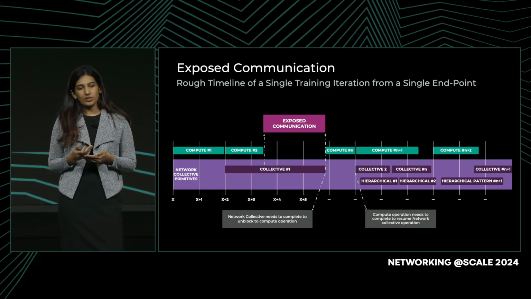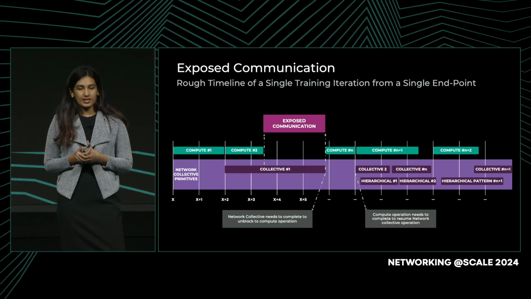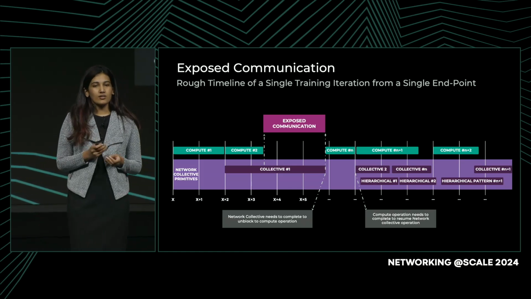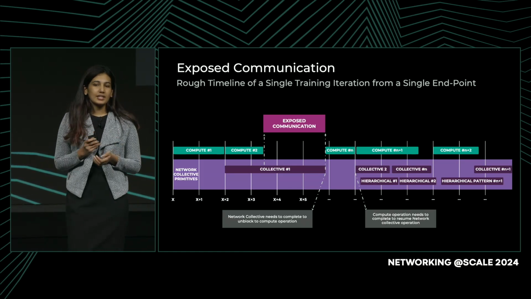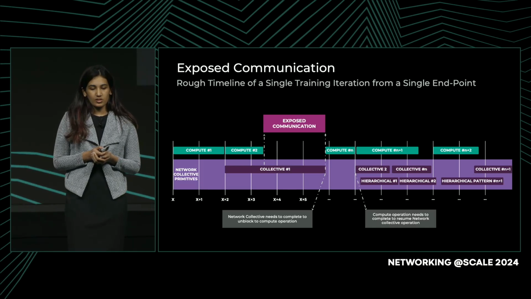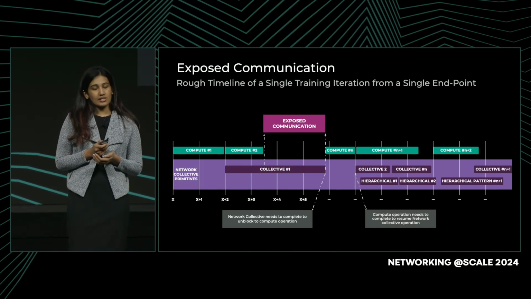If the communication operation is happening at the same time as the compute, then any slowdown in the communication is not going to result in a model degradation. But if the compute is actually waiting for the previous communication to finish, then any slowness in this communication is going to directly impact the model performance. In this particular example that you're seeing, collective 1 is largely exposed, whereas collective 2 overlaps with compute, so any slowness in collective 2 is not going to impact the job.